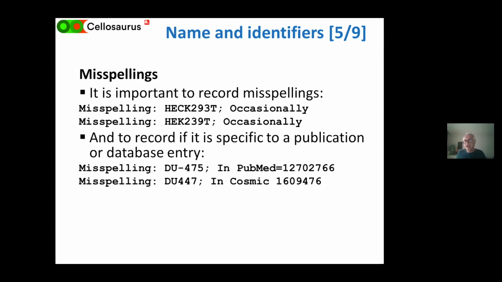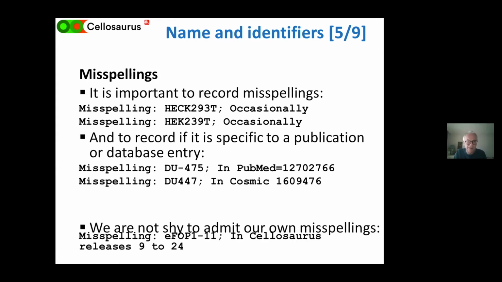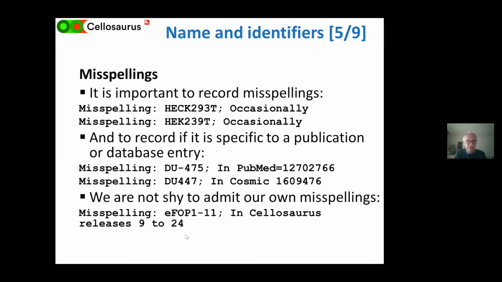So you could say that's not nice. You're not nice to those databases and papers because you show that they made this mistake, but we also make mistakes and we admit them. So here we said that this cell line, which, well, I have to find which one is the real name now, was misspelled EFOP 111 in Cellosaurus between release 9 to 24. So we do also create misspellings. We try to minimize them, but like everyone, we make mistakes. But then we keep track of those mistakes in terms of misspellings because they could be important if somebody has used one of those releases of the Cellosaurus and thought that the cell line was named like this.